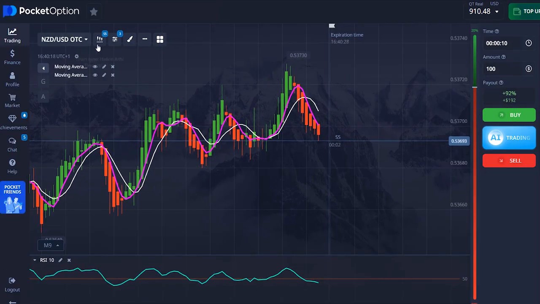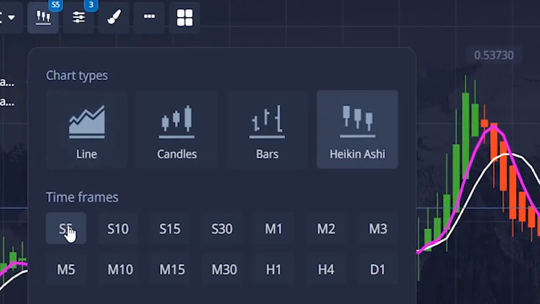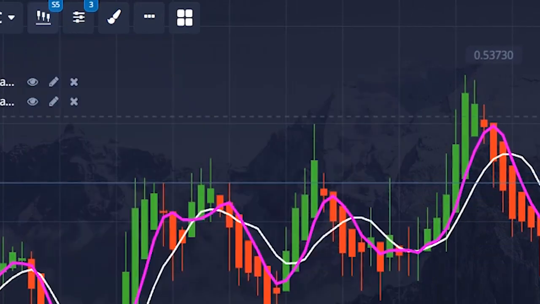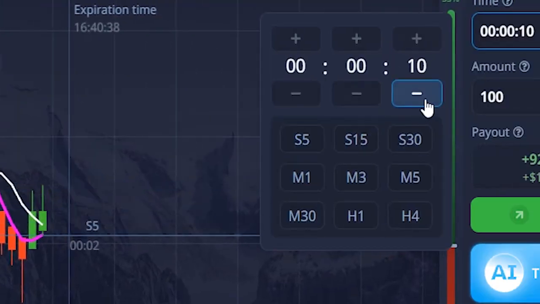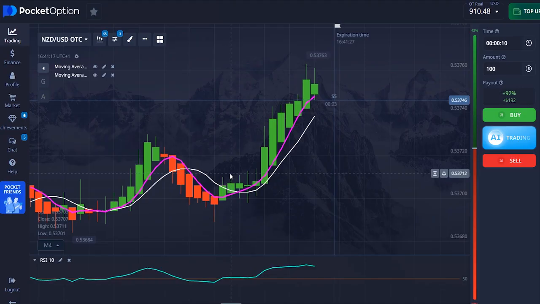For this particular strategy, we're actually going to be making use of the 5 seconds candle time frame. I'm going to be using the Heiken Ashi candlestick. Not only that, guys, we're also going to be trading this particular strategy on 10 seconds. So guys, this is how the strategy works.